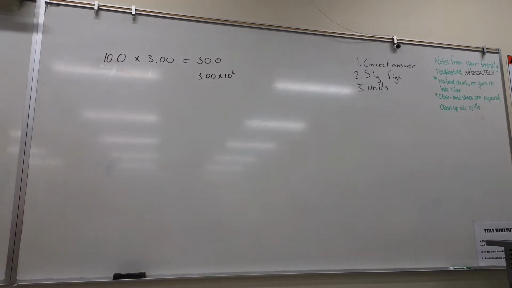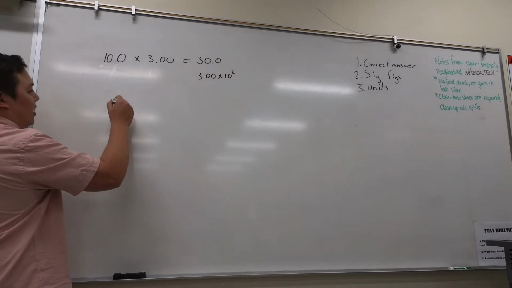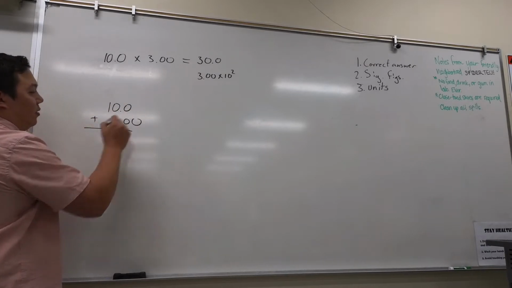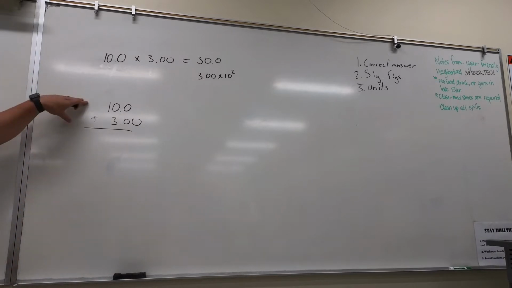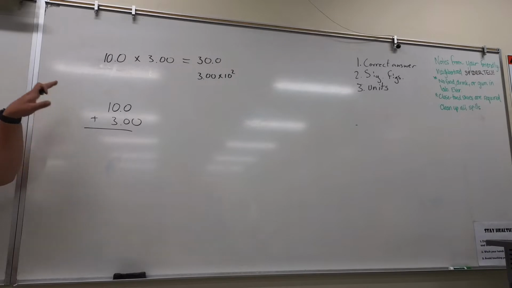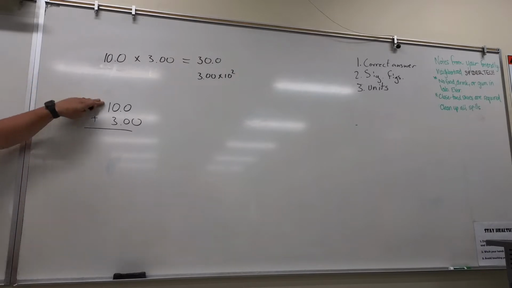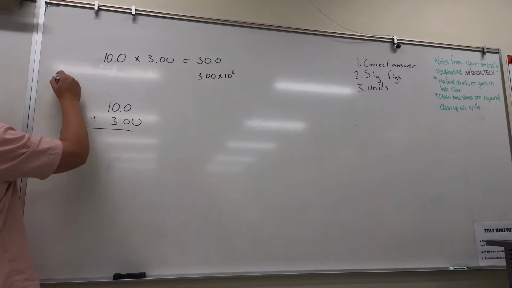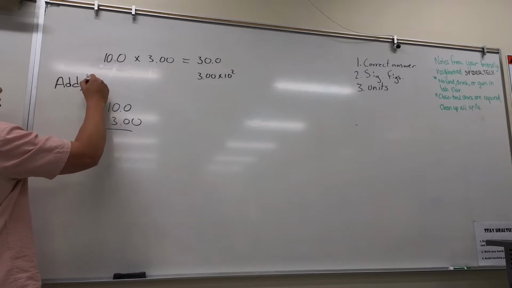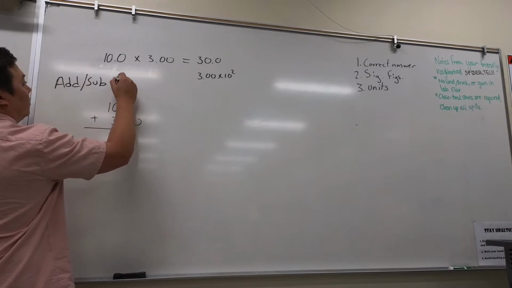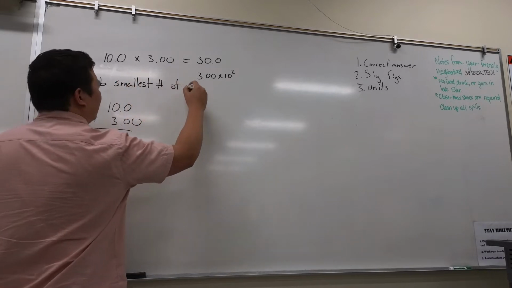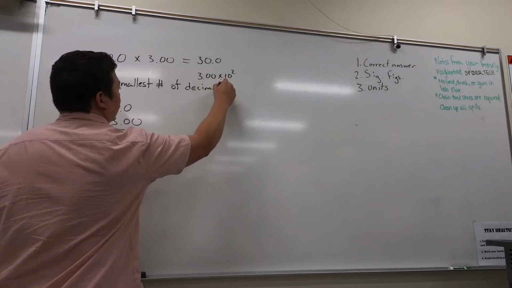Okay, so what happens if we add or subtract numbers? If I took these same numbers and I say 10.0 plus 3.00, when we add or when we subtract, it's not about sig figs anymore. We're not counting the number of sig figs in 10.0 or in 3.00, but it's the number of decimal places. So for add or subtract, it's the smallest number of decimal places.